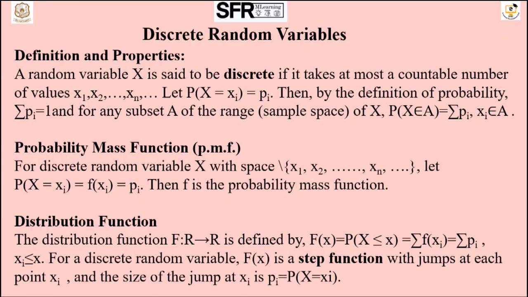This follows because the events are disjoint, with the union of the events. Next, I am going to take the types of random variables. Here we are going to learn about two types of random variables. One is discrete and another one is continuous. First, I am going to define discrete random variable.